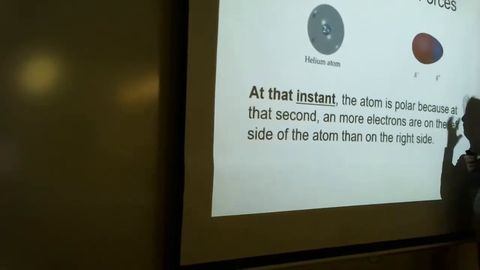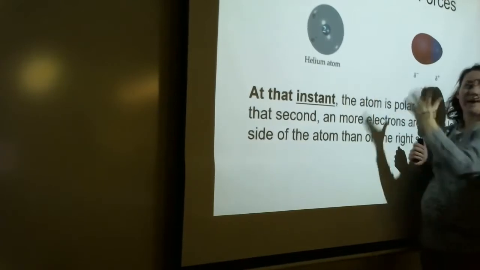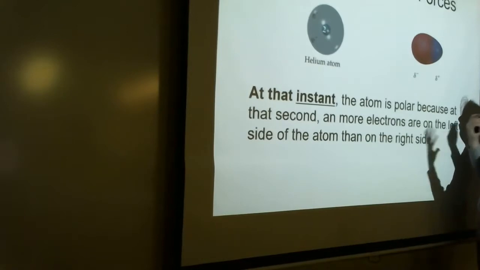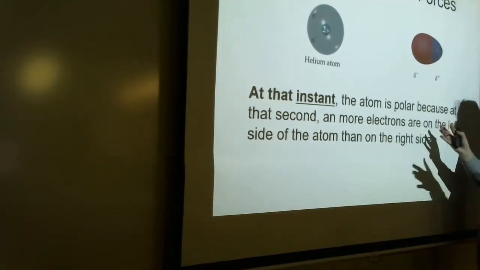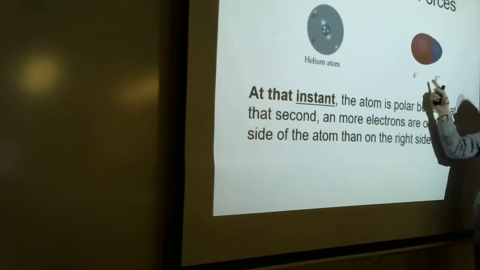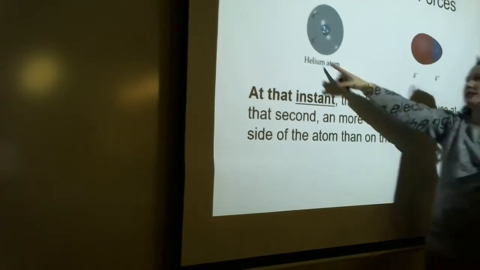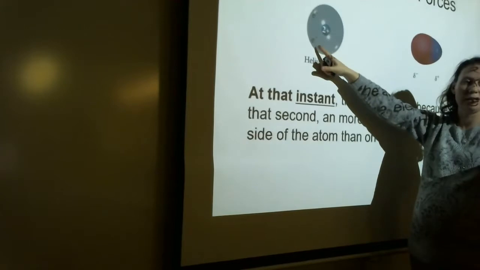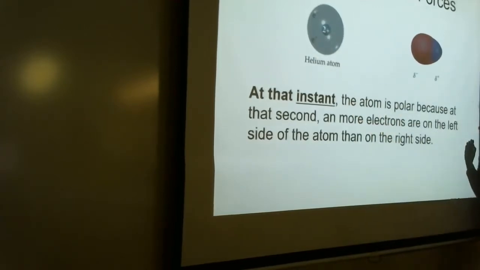So for a second, this little atom actually looks like a magnet, because a bar magnet has a positive end and a negative end. For that split second, we're talking about just a tiny second in time, this looks like a little bar magnet with a negative end and a positive end. Now, of course, these electrons are going to move, so this is not a permanent condition. It's just for a split second.